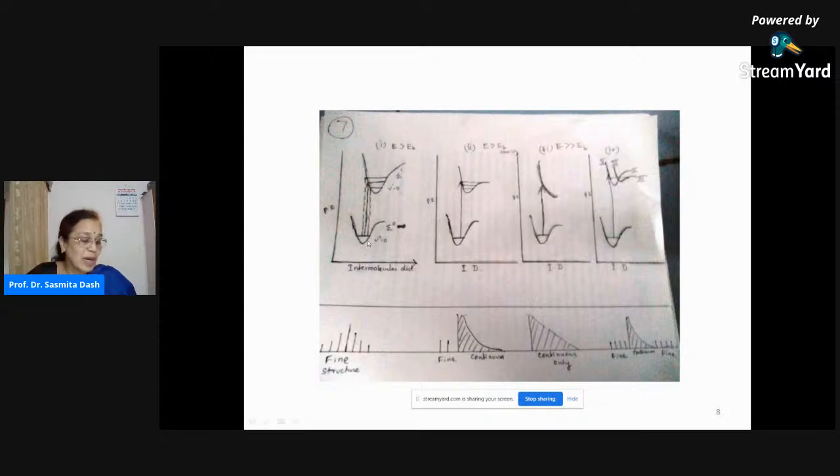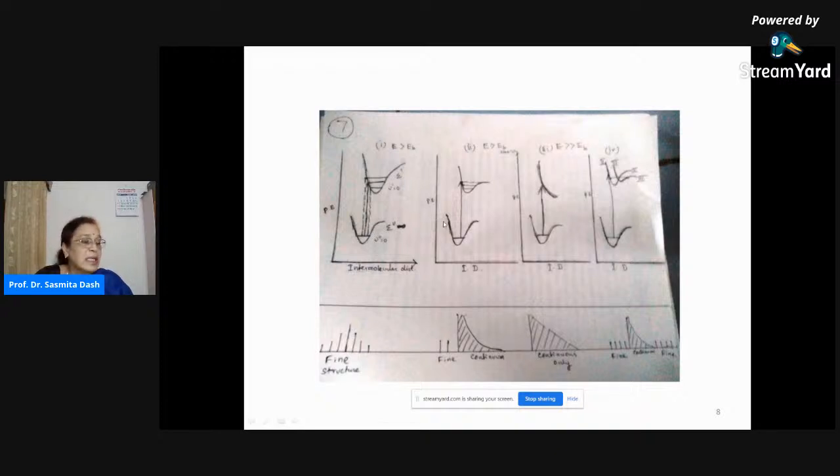In such a case, there is no direct dissociation of the molecules, and the structure of the electronic band of the molecules will appear in this manner, as fine structure. The spectra will appear like a fine structure. So the first case is that the intermolecular distance in the excited state is a little higher than in the ground state. Now coming to the second one.